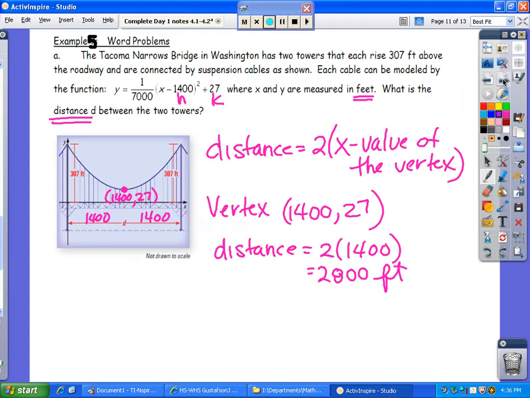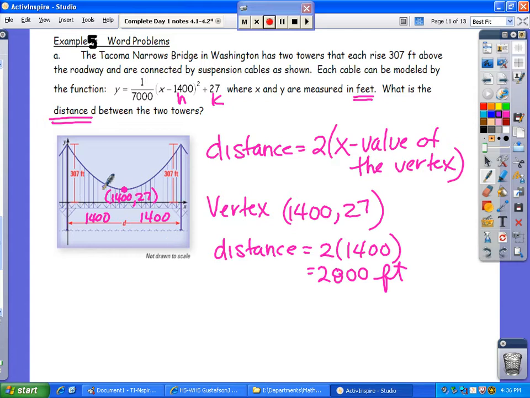Okay, let's look at some word problems. So we have this bridge that's between two towers that are 307 feet above the roadway and connected by suspension cables. Each cable can be modeled by the function given, where x and y are measured in feet. We want to know the distance between the two cables.